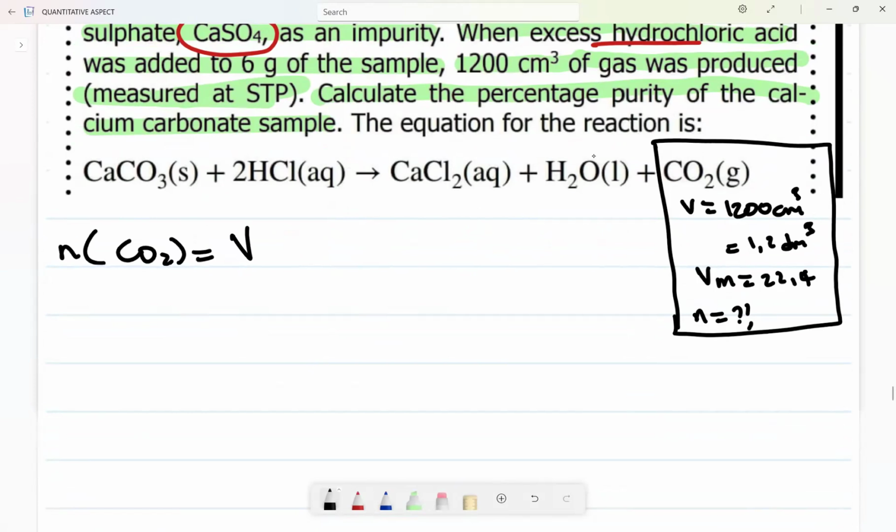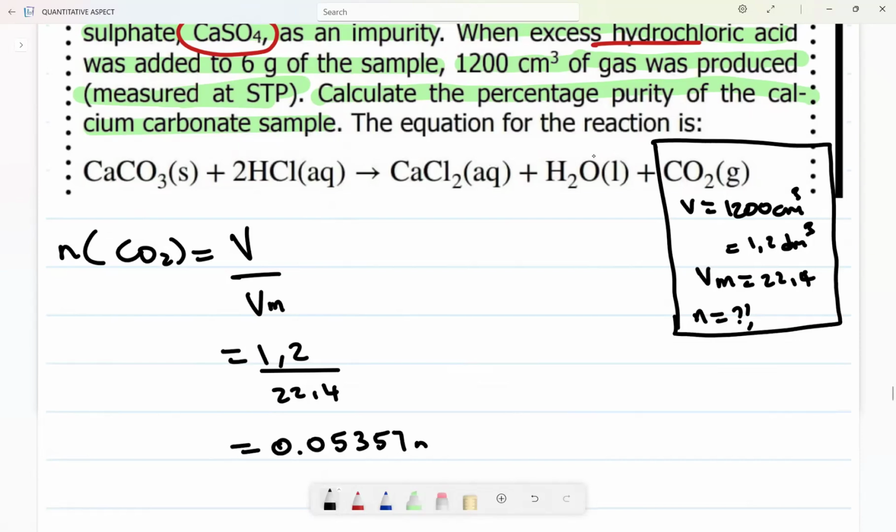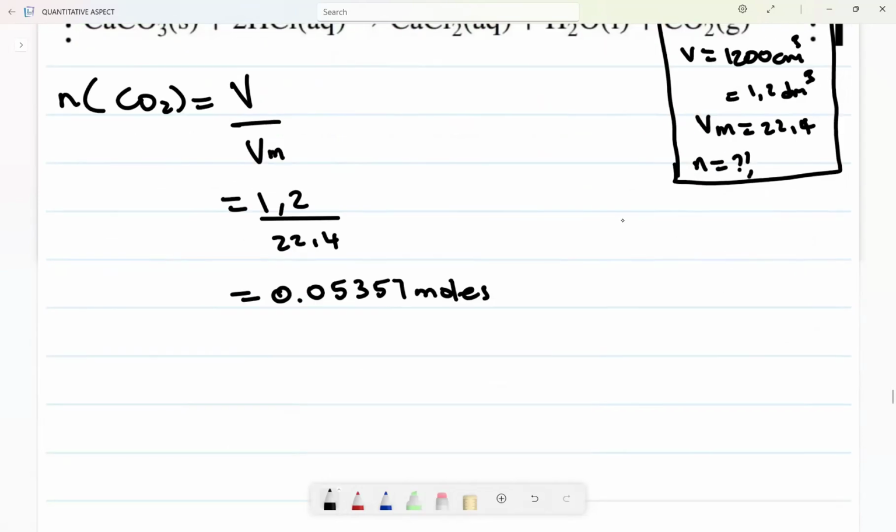Using which formula? V divided by Vm, because now I have volume as well as it is produced at where? At STP. It's going to be 1.2 divided by 22.4. How much do I get? 1.2 divided by 22.4. I get something like 0.05357 moles. Remember, this is not the final answer, you convert to it for this mark. I'm done with step one of stoichiometric calculation.